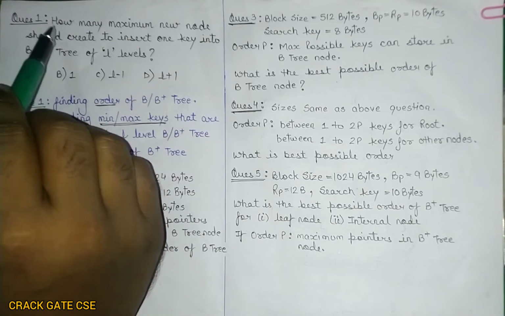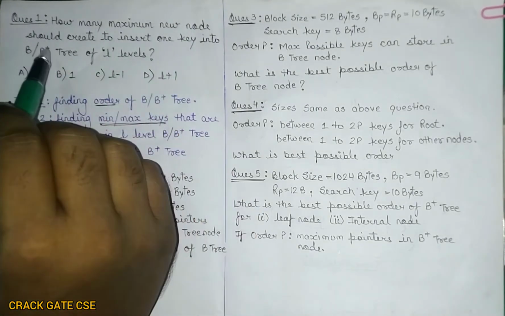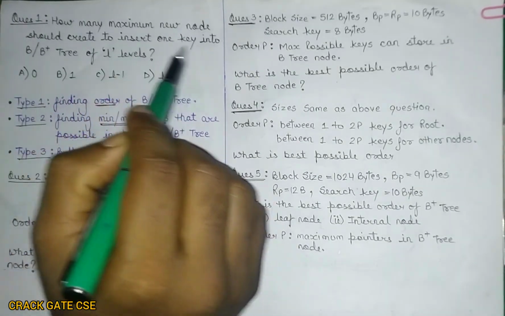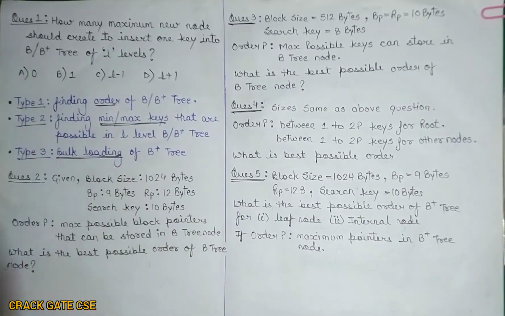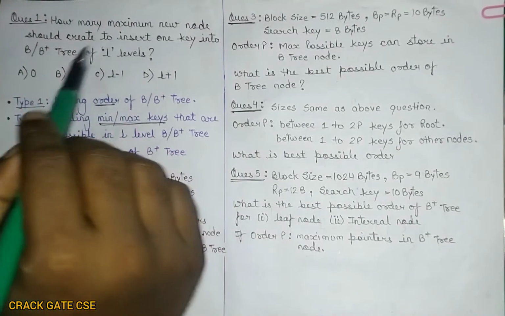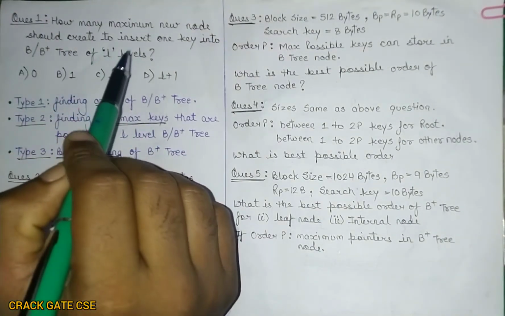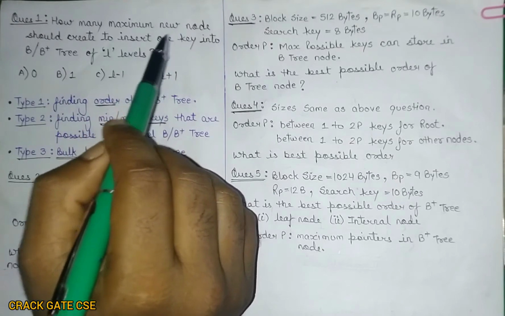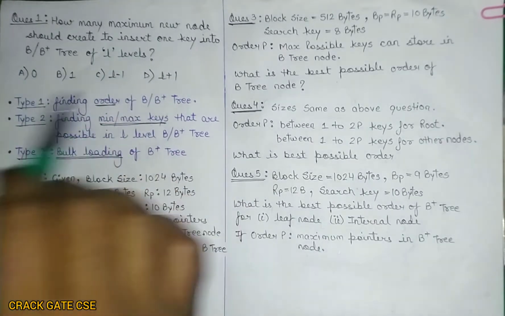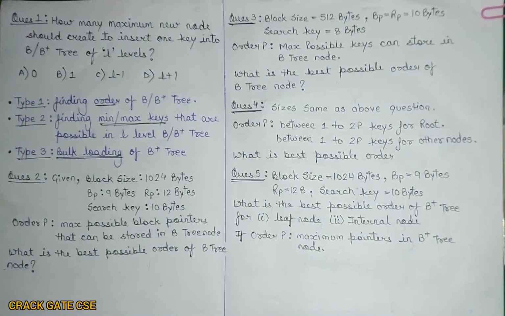Here, what is the question? How many maximum new nodes should be created to insert one key into a B or B plus tree of L level? So what has been asked in this particular question is: if you insert one key into a B tree of L level, at max how many new nodes should be created? These are the options, we have to select the best one.